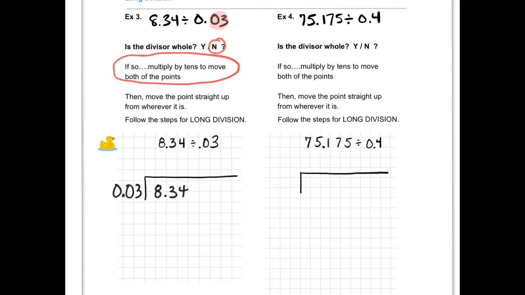I need to move the decimal point 2 places to be a whole number, which means I multiplied by 100, which means I need to move the decimal point 2 places in my dividend. We will move that decimal point straight up into the quotient.